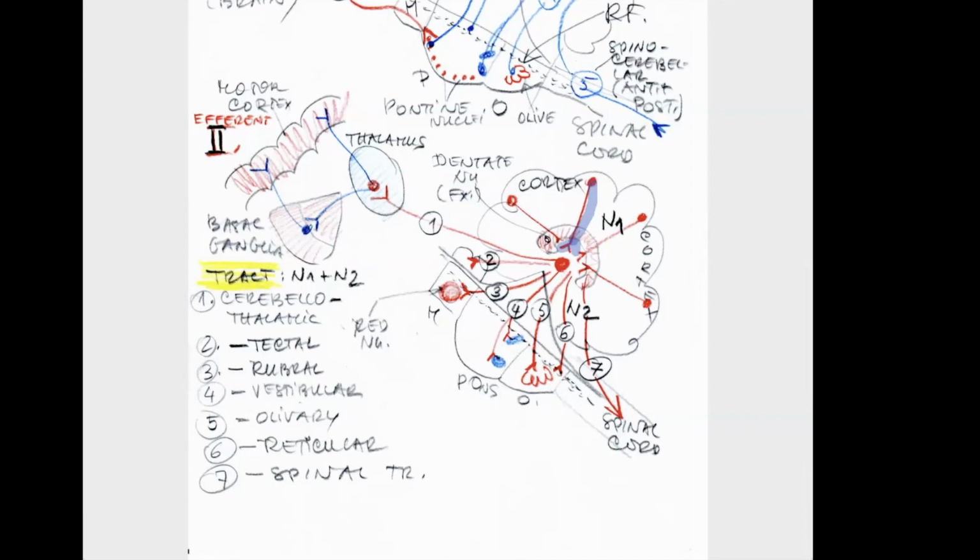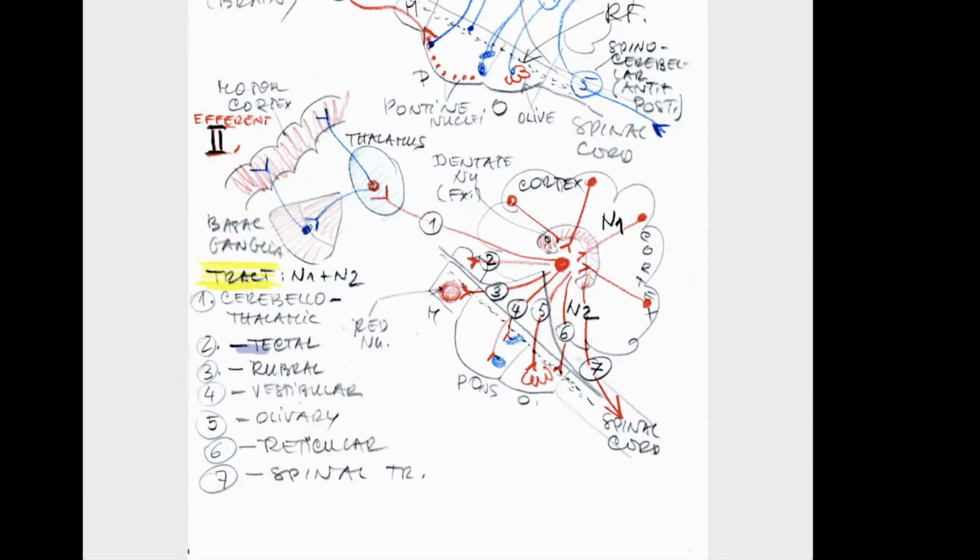So the next neuron number 2, descends to different destinations, starting with number 1, which passes to the thalamus, we call it cerebellothalamic pathways, and then from thalamus you see direct connections to the basal ganglia or to the cortex, motor cortex. So then we speak about the thalamic cortical pathways, but at the moment the name cerebellothalamic will be sufficient.